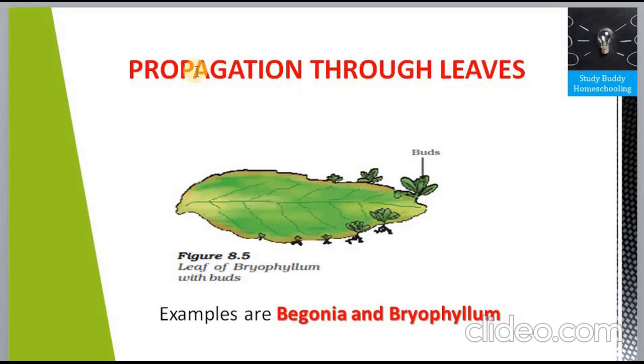Next, we'll move to propagation through leaves. Bryophyllum is the best example of propagation through leaves. Here you can see a mature bryophyllum leaves. Corners of the leaf develop certain buds. These buds eventually develop adventitious roots and stem and leaf-like structure, and when they mature, these buds detach from the mother leaf and it falls down and it grows into a new plant. So this is one of the easiest method of propagation, and begonia and bryophyllum are the examples of this.